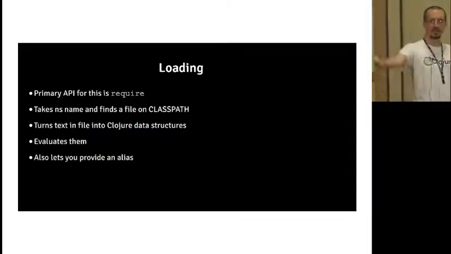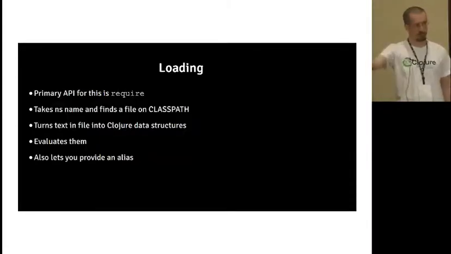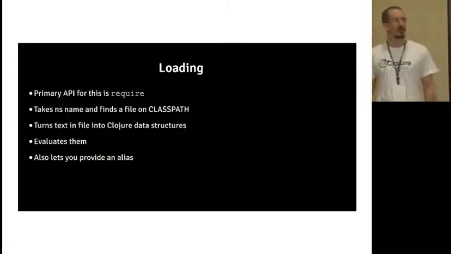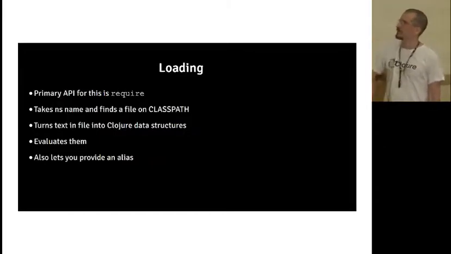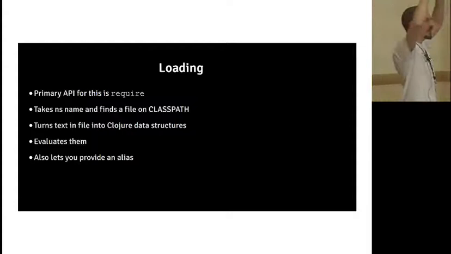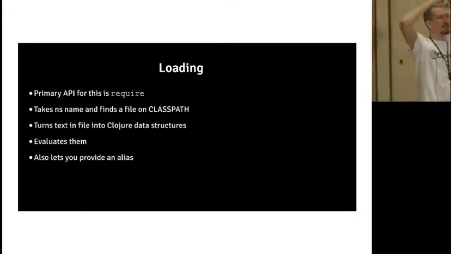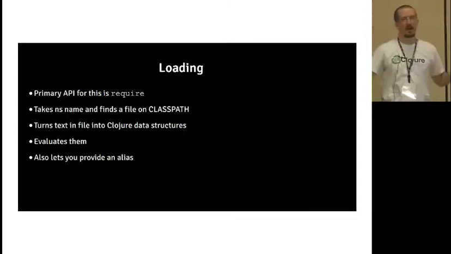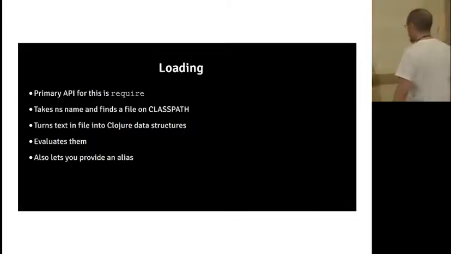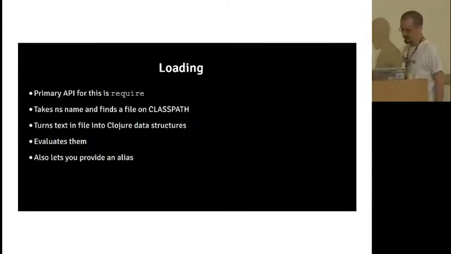What does it do? It goes and looks for a file in a jar. Maybe it's in source, depending on your setup. But it goes and looks for that file, that hello file that we wrote. It reads it into data structures like we talked about, and then it evaluates them. It says, oh, there's a list, and the first element is a symbol, and the second element is a vector. I'm going to do something with that. Require also lets you provide an alias, and we'll see that in a second.